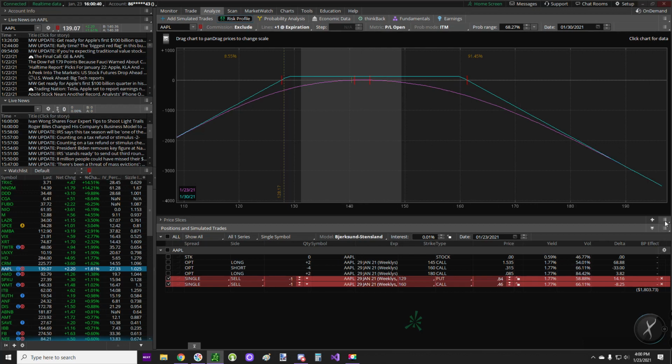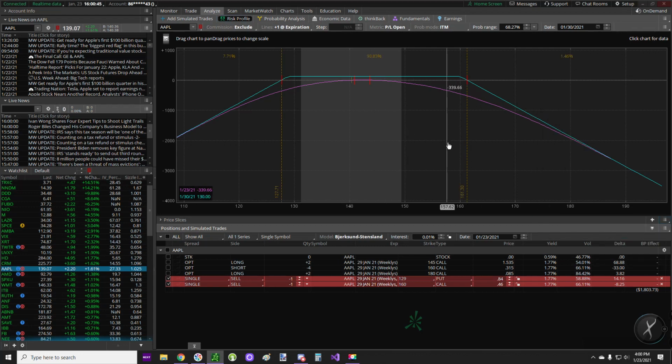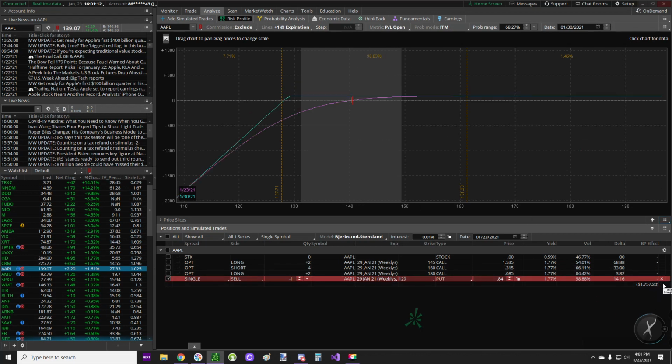And if I set slices to break even on 130, that's a 90% chance of success for next week. And then your buying power reduction will be probably double what you had before. So you have to take that into consideration when you're placing that trade on. So hopefully this gives you a little bit of an idea on how you can calculate buying power reduction quickly based on your position size.